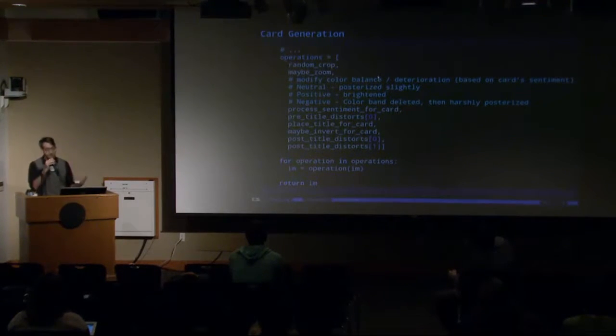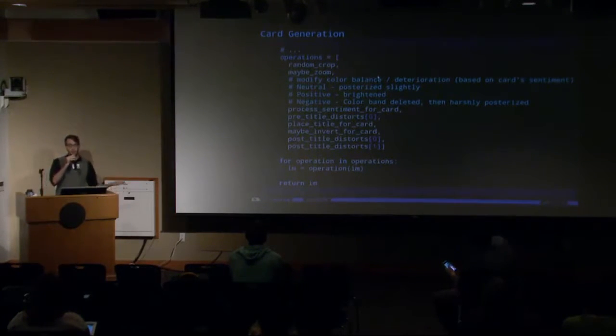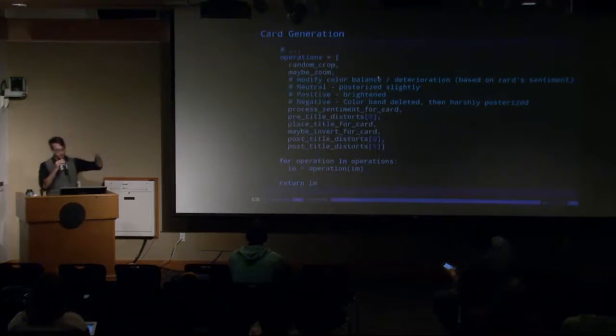If it's positive, we make it brighter and sunnier. And if it's negative, we take either red, green, or blue. We just delete all the pixels of that color, and then we harshly posterize it because we want a scary negative image. Once we've done that, we apply one of our random pre-title distorts, and then we put the title down. That picks a random position, picks a random font size, and then puts that on the card somewhere.